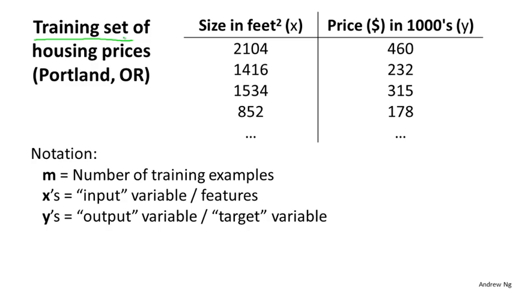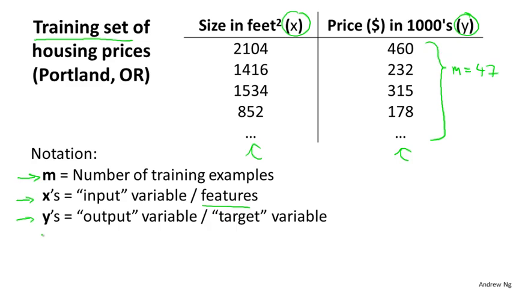So I'm going to use lowercase m throughout this course to denote the number of training examples. So in this data set, if I have, let's say 47 rows in this table, then I have 47 training examples, and m equals 47. I'm going to use lowercase x to denote the input variables, often also called the features. So the x's here would be our input features. And I'm going to use y to denote my output variables, or the target variable which I'm trying to predict. And so that's this second column here.